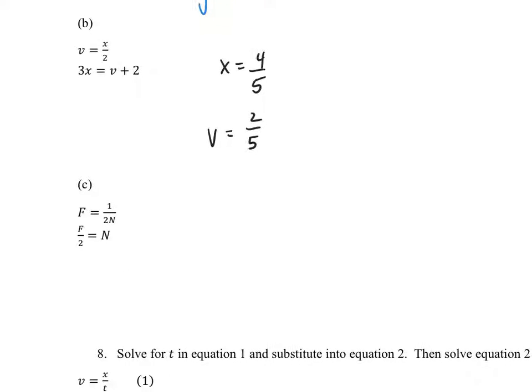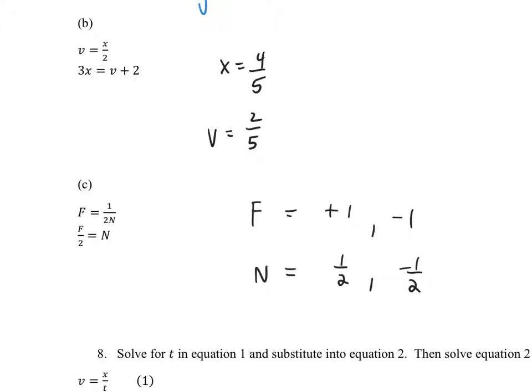Okay, part C. Part C was a little bit trickier, and you're going to see why that is. There are multiple answers. F is going to be plus or minus 1. F turns out to be positive 1 or negative 1, and n turns out to be positive 1/2 or negative 1/2. So when F is equal to 1, n is equal to positive 1/2. When F is equal to negative 1, n is equal to negative 1/2.